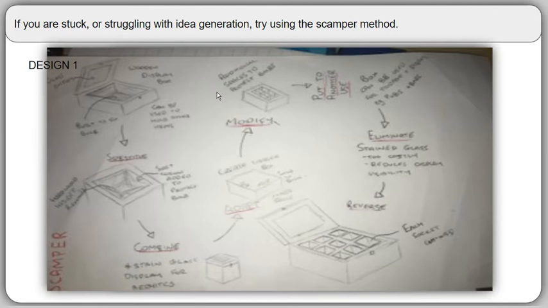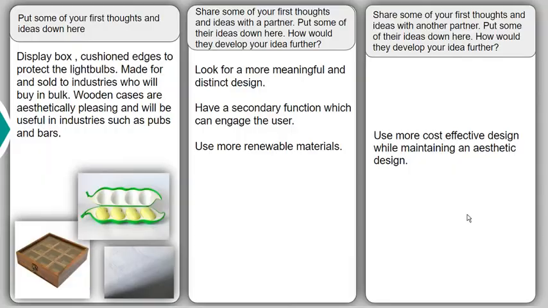So here's my first design, which was a display box as discussed before. I used the SCAMPER method and slowly developed my idea to come to the final one here, which would involve the mold from before to protect the light bulbs or whatever else is put in them. Then we went back to our lab and discussed our ideas in groups.